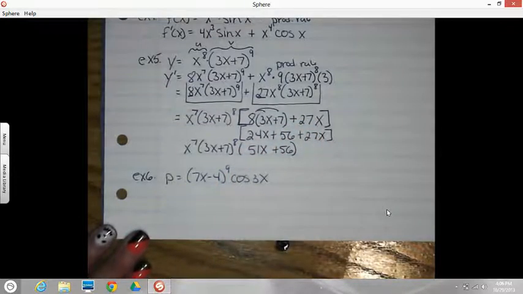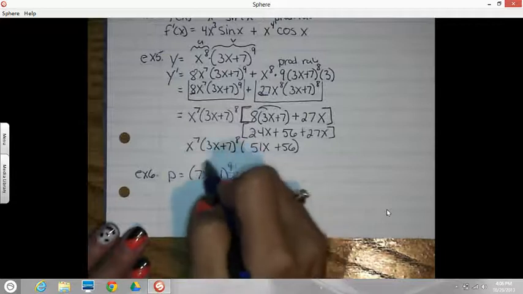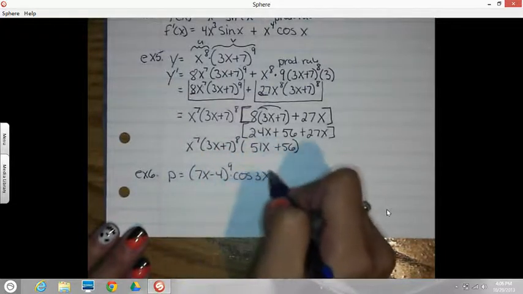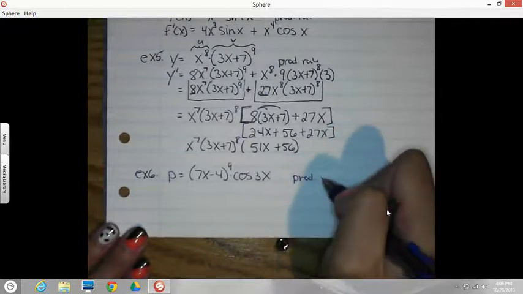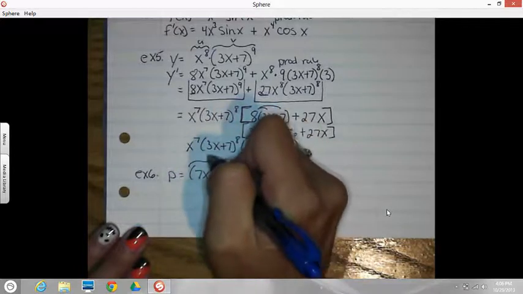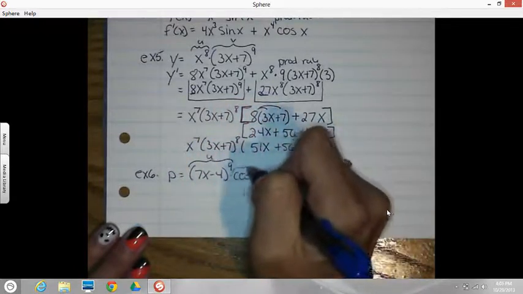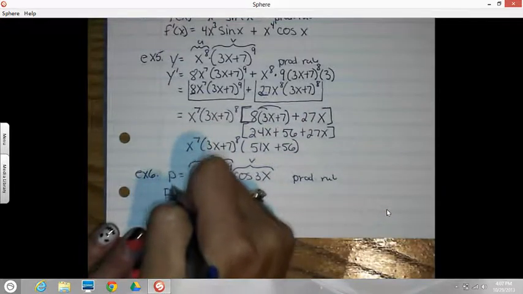Again, you have to be able to pick up on the fact that you have to follow the product rule here because you've got an x term multiplied by another x term. It's product rule. The u is that quantity. The v is this one. So we're ready for product rule derivative.